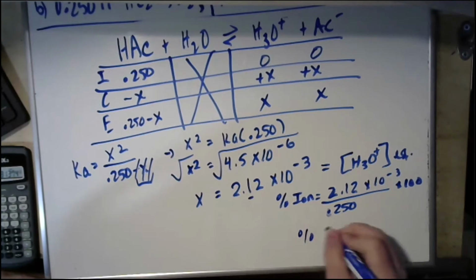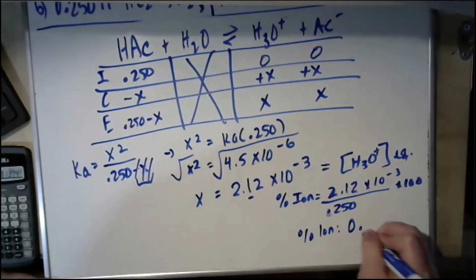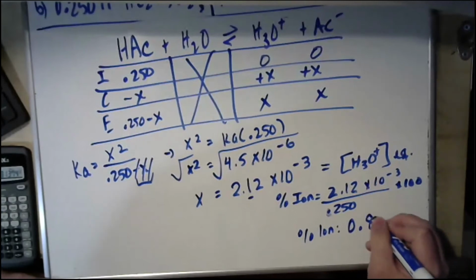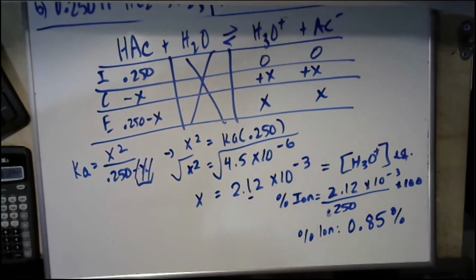Okay, and I get a percent ionization here of 0.85%. Okay. So that's all the percent ionization is. It's pretty straightforward. Let's see, what do we have next?